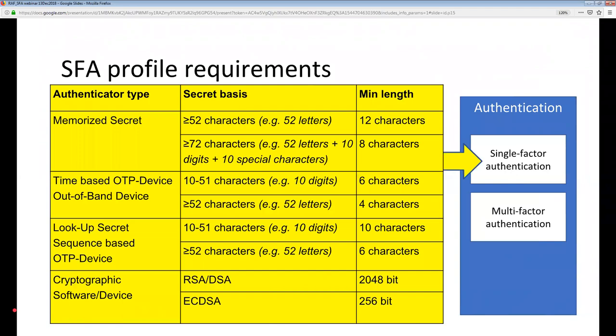We also provide two appendices where examples for the authentication types and example passwords are provided. And the other rows of this table are handled analogously. Next slide, please, Mikhail.